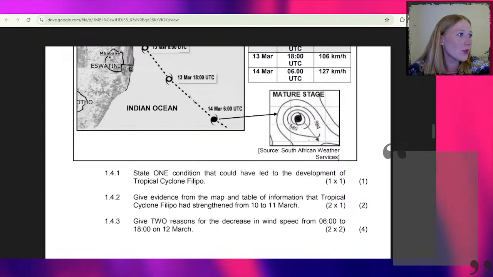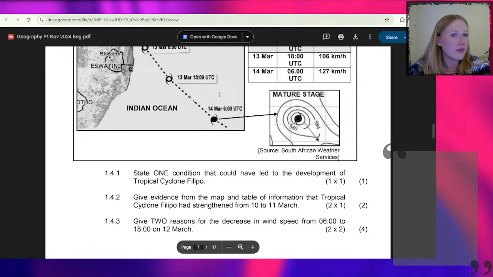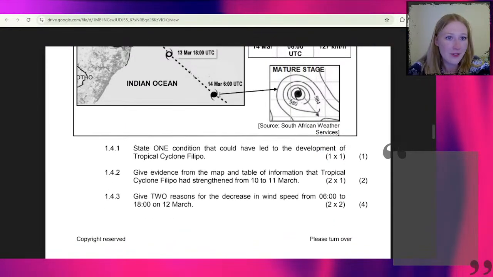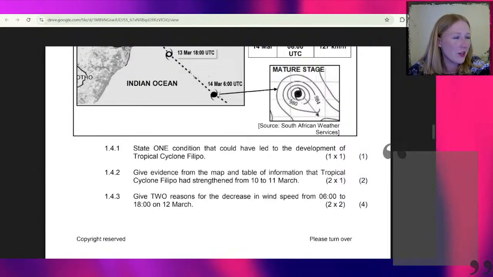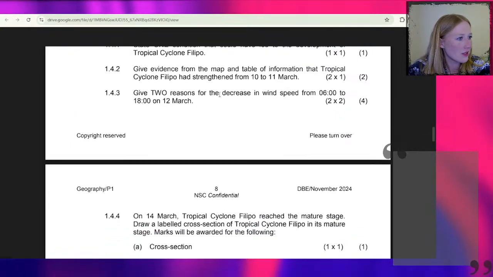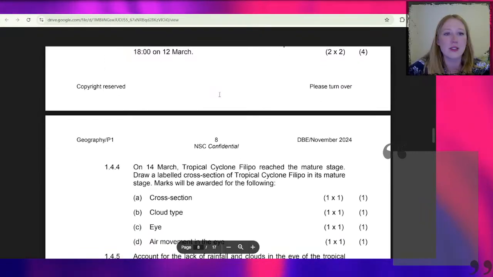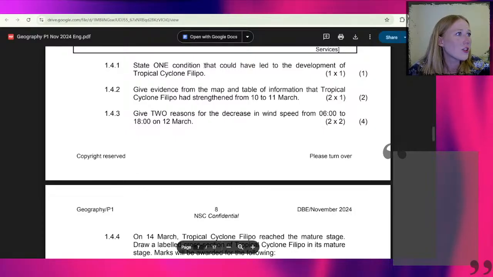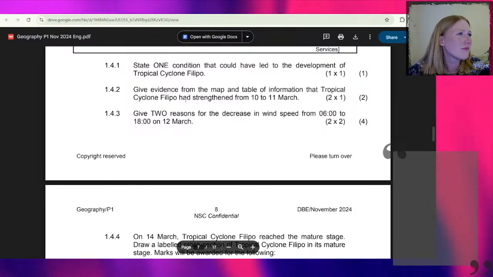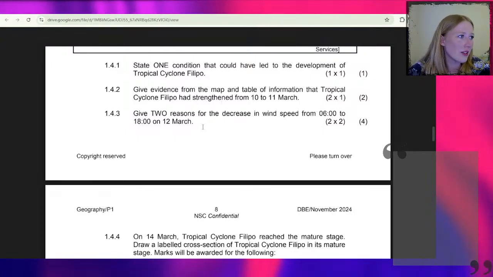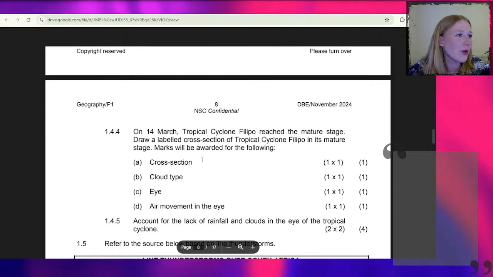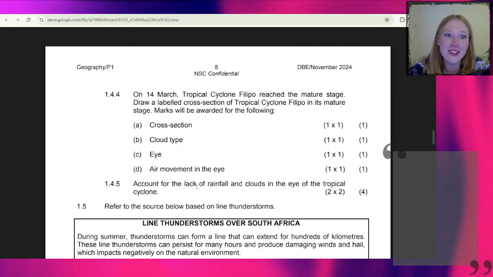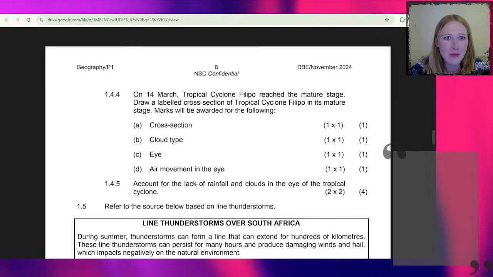State one condition that would have led to the development of tropical cyclones. I think we've also done plenty. I have done a whole favorite final video for tropical cyclones. I think I'm going to leave that one as well. All of this is typical questions that you would see, and all of these conditions are required. Okay, why did it strengthen? Why did it weaken? Draw a cross section. All of that is stuff that I included in the favorite final. So you can see these questions really repeat themselves.